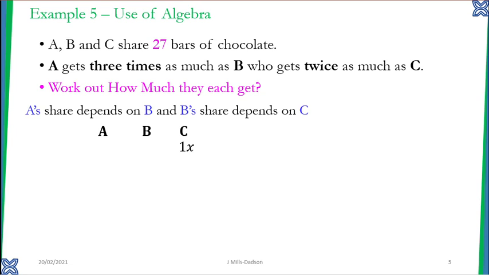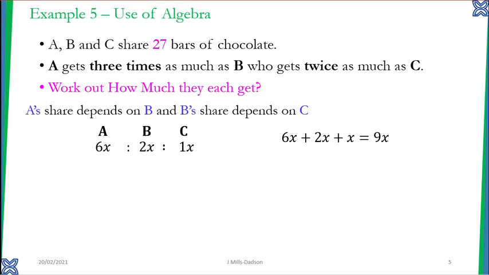If C has 1x, then if B is twice, that will be 2x. That's the reason why I put the 1, because we double it. Now, if A is getting 3 times as much, we need to multiply B's share by 3. So we have 6x. Okay. Now, we can add up the ratio in terms of x. That's the reason why I put 1 there. So 1x plus 2x plus 6x, that will give us a total. So which means that we have 9x.